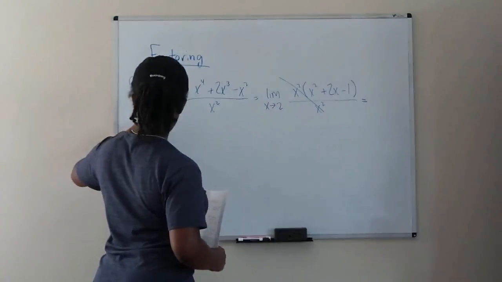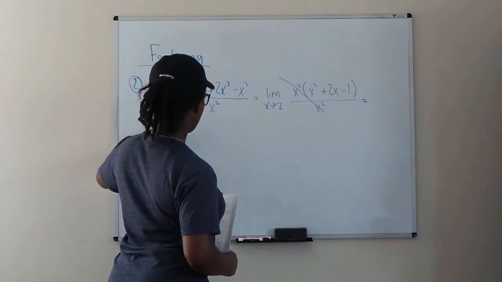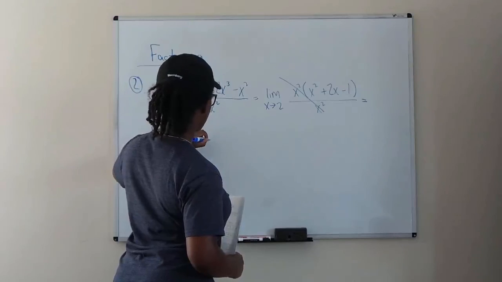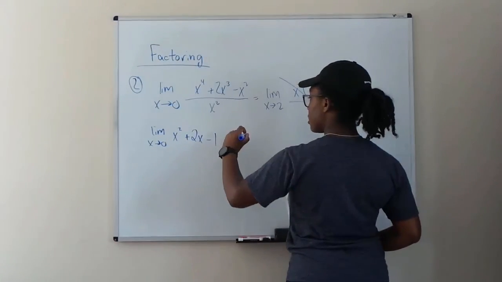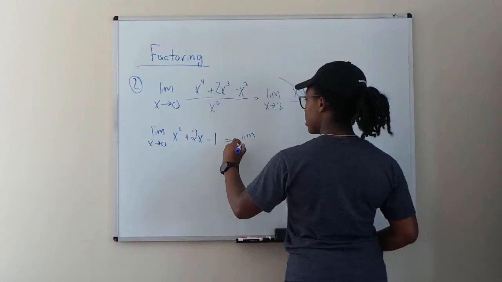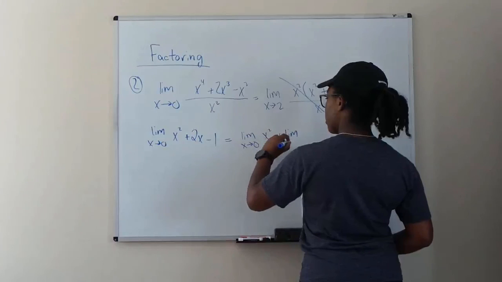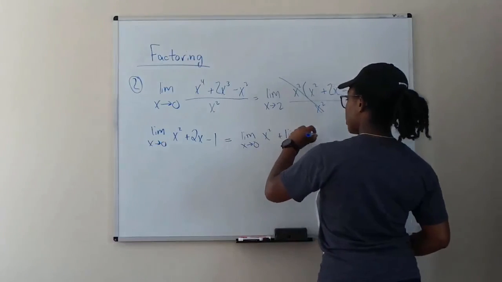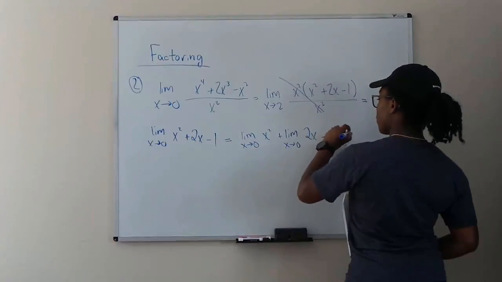And then we're going to have the limit as x approaches 0 of x squared plus 2x minus 1. And then we can again use the limit laws to split this up. So we have the limit as x approaches 0 of x squared plus the limit as x approaches 0 of 2x minus the limit as x approaches 0 of 1.